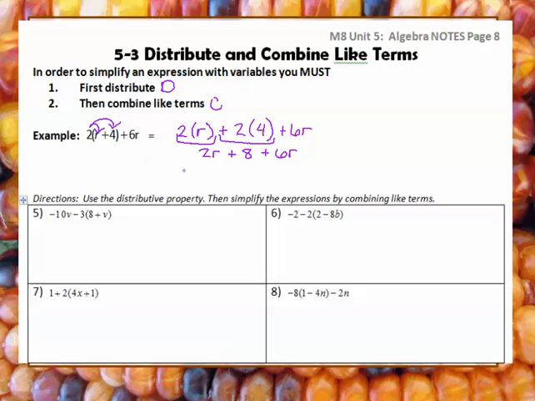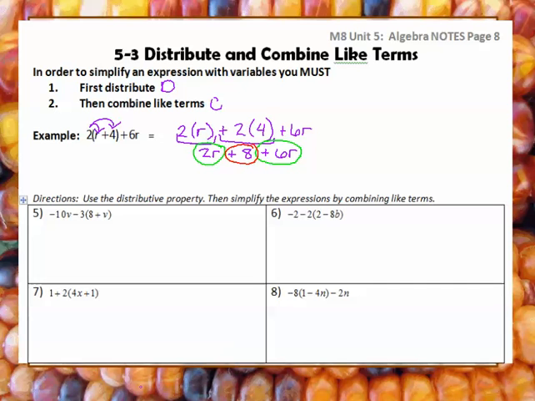Now, I did my distributing. The next question I need to ask myself is, do I have any combining like terms? Do I have anything that's the same? Well, remember, this goes back to when we had different colors. I have my 2r, and I have a positive 6r, and then I have this positive 8. That's a constant.